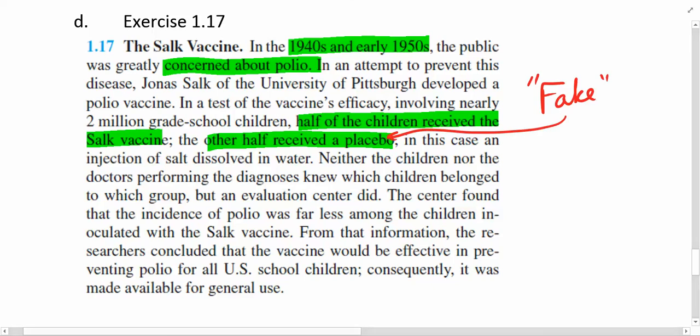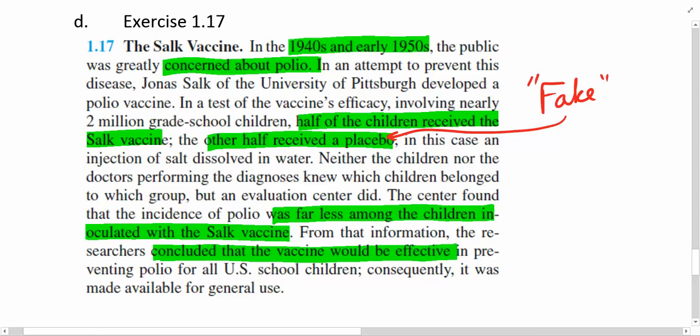And what was interesting about this is that neither the children nor the doctors performing the diagnosis knew which children belonged to which group, but the evaluation center did. And the center did find that the incidence of polio was far less among the children inoculated with the vaccine. And so from that, the researchers made a conclusion. They concluded that the vaccine would be effective in preventing polio.